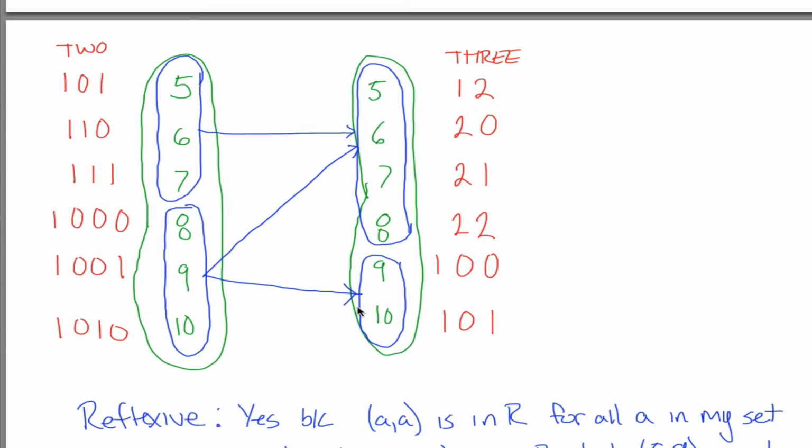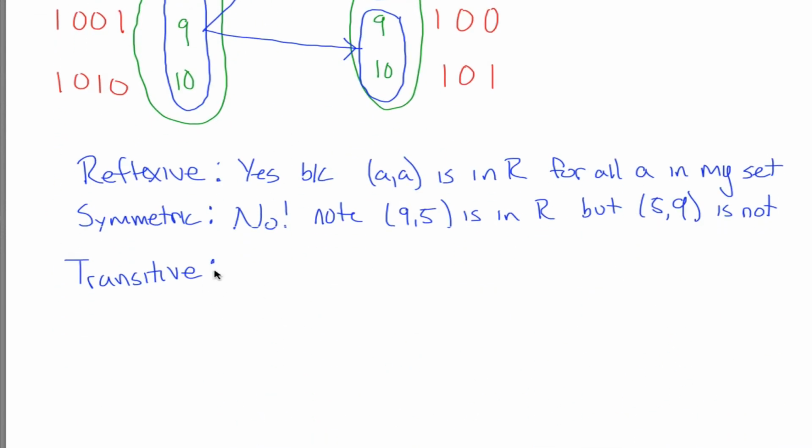Well, to be transitive, maybe it's easier to talk about what's not transitive. For something to not be transitive, what I need are elements A, B, and elements B, C in my set, and also element A, C not in my set. So I need these two to be in there and this one not to be in there. So let's go back and look at the picture and see if we can talk ourselves into this.